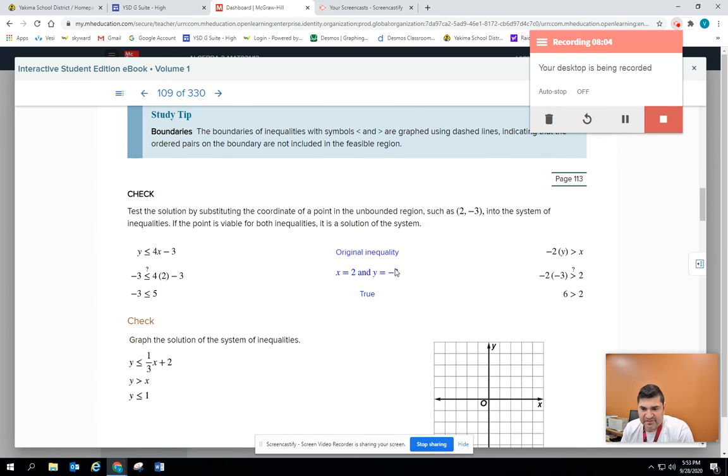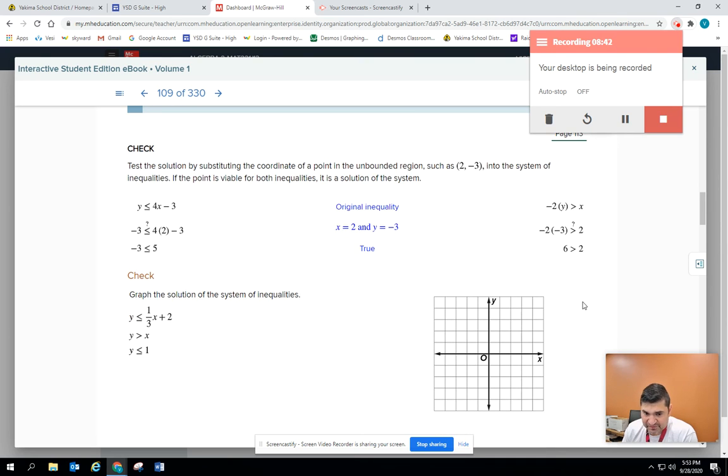But let's check it. Okay, so if we plug in 2 for x and -3 for y, we come up with this equation, and then -3 is less than or equal to 5. Is that true? This does check, so this is good. Same thing for the other side. We've got -2, and in place of y, we're going to place -3. And in place of x, we're going to place 2. -2 times -3 is 6. 6 is greater than 2. So this solution does work.